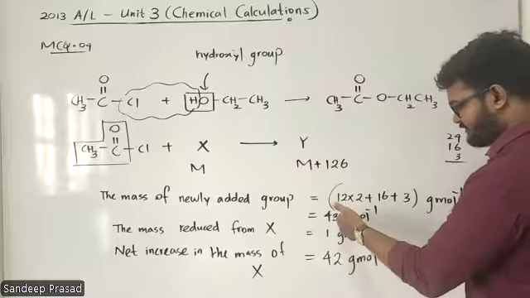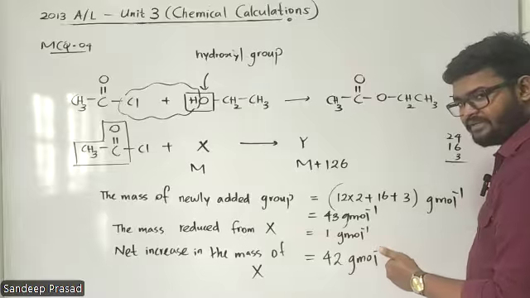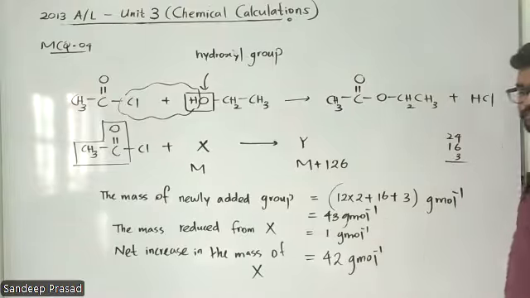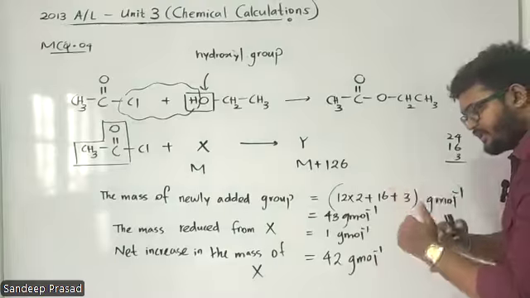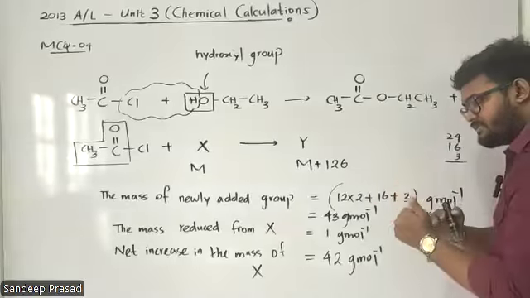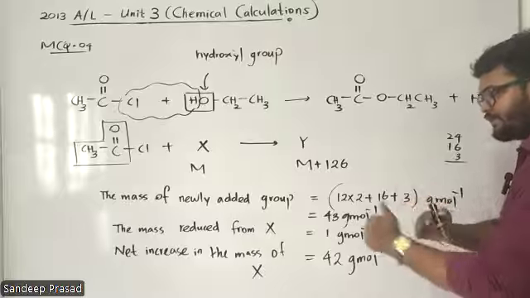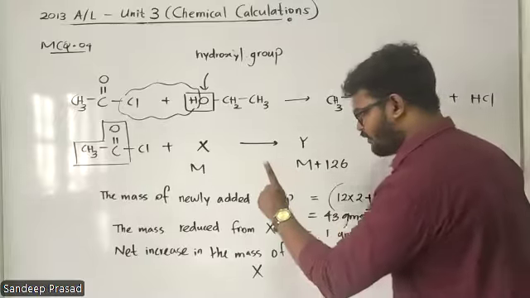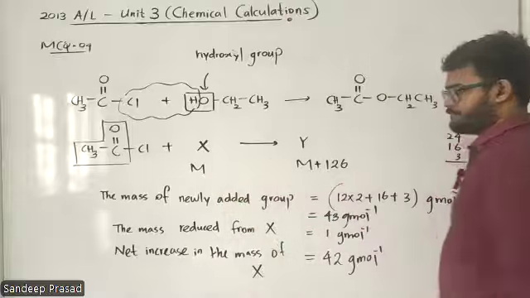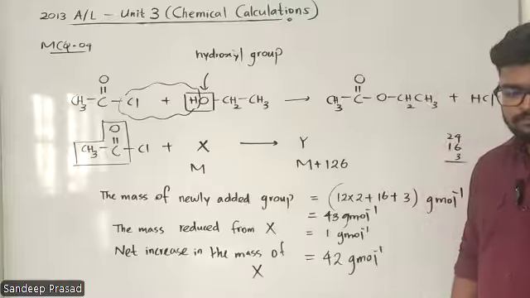Then what is the net increase, right? You can see that 43 is added, 1 is removed. So therefore how much added as the total? 42. Right? In that process, 43 grams newly added to the capital X from this reaction per 1 mole of OH group. Per 1 mole of OH group.